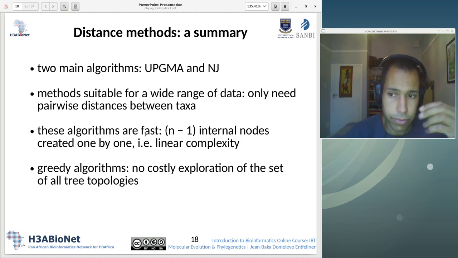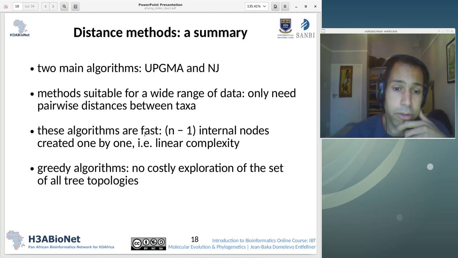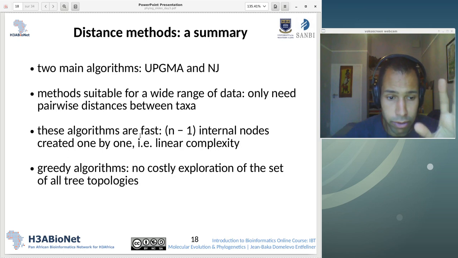Because in a phylogeny with n taxa, you have n-1 internal nodes. And since these methods are greedy, as I said, we don't go back to cancel something that we've already done, or a cluster that we've already built. So this greediness makes it that all these algorithms have linear complexity, which is a great advantage. And we have no costly exploration of the set of all tree topologies.